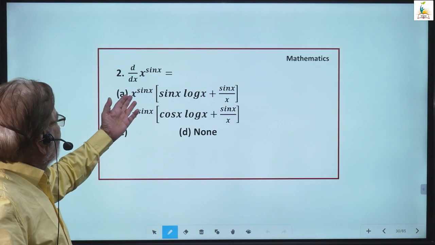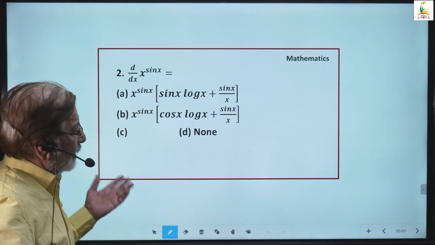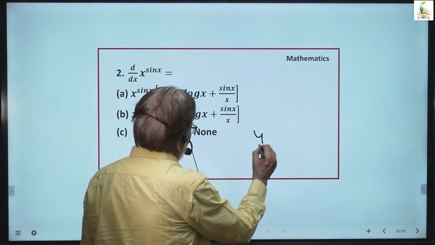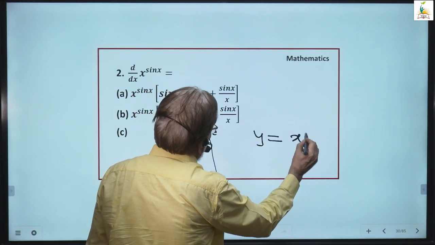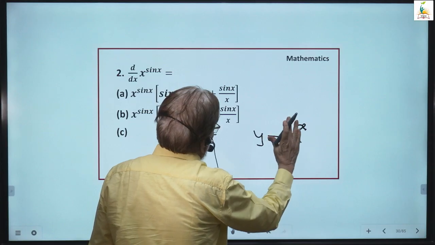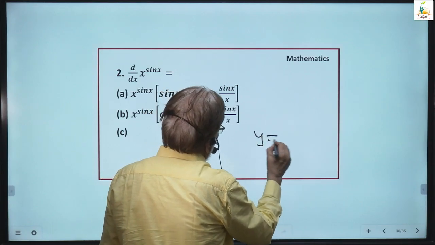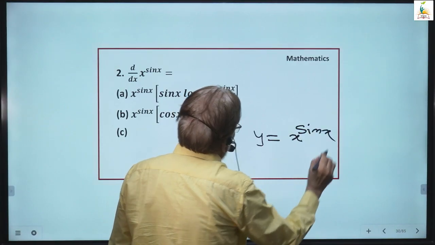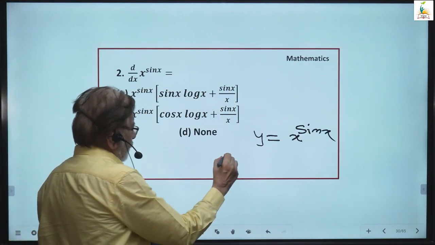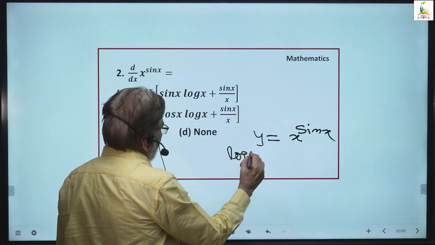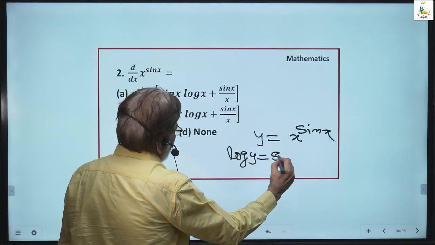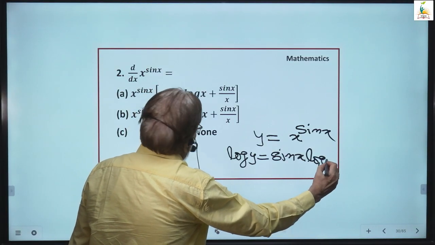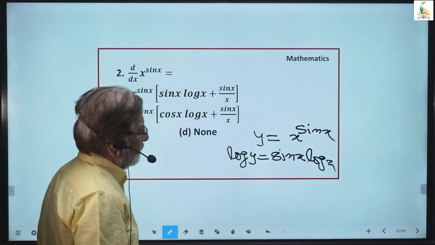The second question is of the same type. This is x raised to sin x. Take y equal to x raised to sin x. Take log of both sides. Log of y will be equal to sin x log of x. You differentiate it and then get the answer.